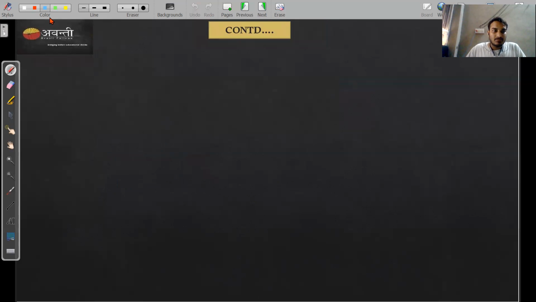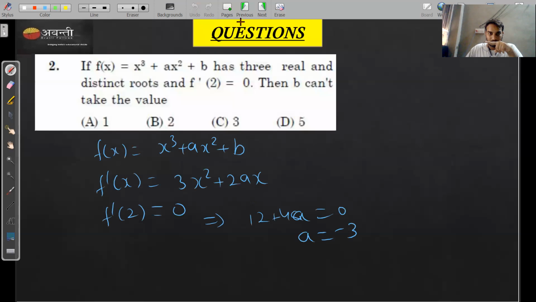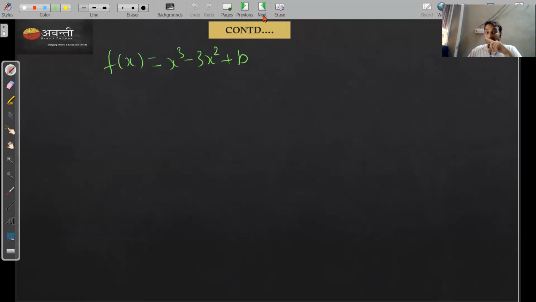Okay. So now you got a is minus 3. So f of x becomes x cube minus 3x square plus b, right? One information that is given is that f of x has 3 real and distinct roots. Okay, real and distinct roots. So this is the very critical information. Okay, so what I'm doing is I'm equating it to 0. If this equation has 3 real and distinct roots, so after equating equal to 0, I get the 3 roots, right? So what does this become? This becomes x cube minus 3x square equal to minus b, right?